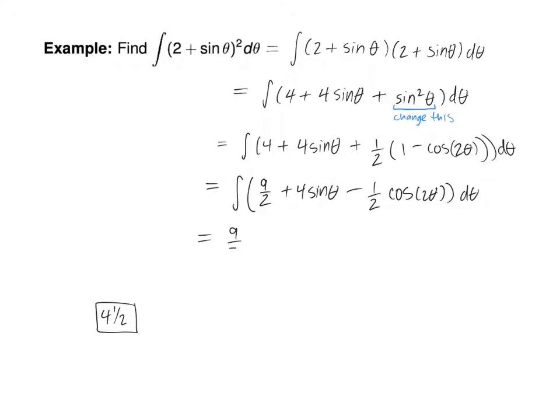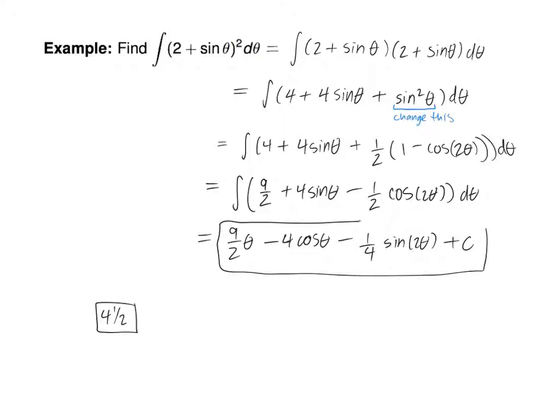So 9/2 theta. How about the antiderivative of 4 sine theta? 4 cosine theta, right? That would be negative, yes. Good check. I was testing you again. Just going to put a plus and minus. Minus 4 cosine theta, and this next one will be minus 1/4 sine of 2 theta plus c. Awesome.